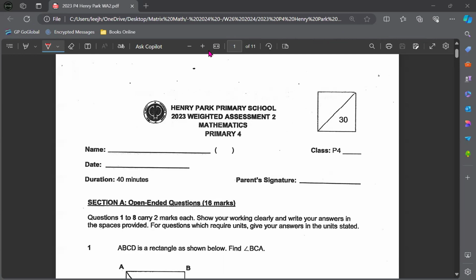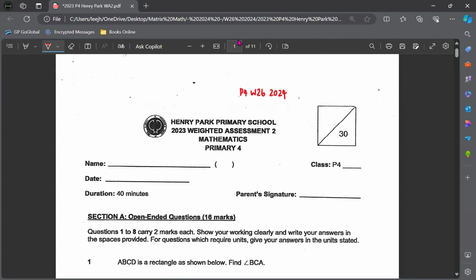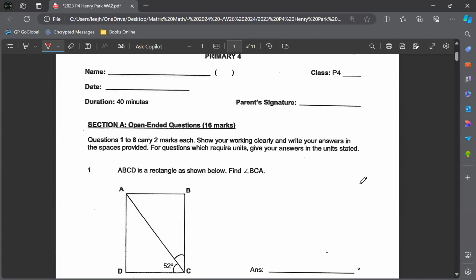Okay, this one is for P4 week 26 exam paper review. So I just want to write here P4 week 26, 2024. Okay, so I'm going to go through. So I'm going to start with the first question. Okay, sorry, before that, it's Henry Park Primary School 2023 weighted assessment 2. Okay, so that's the paper that you need to have.